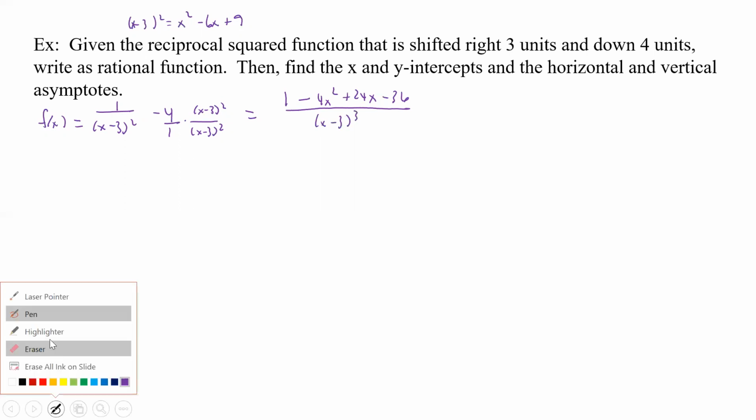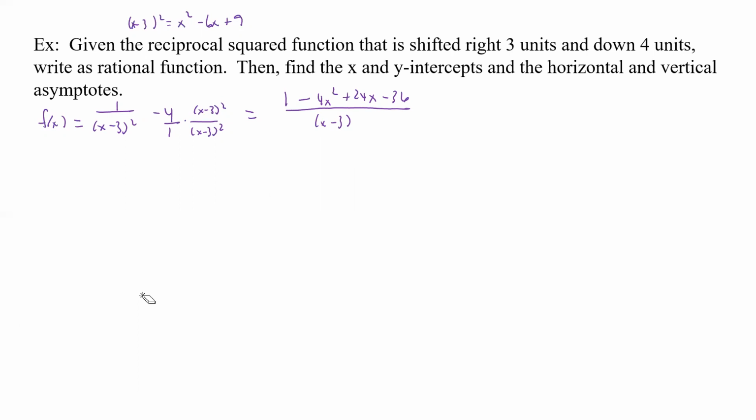Now simplifying this, we have 1 minus 36, so that's going to be minus 35. So we have negative 4x squared plus 24x minus 35, all over (x minus 3) squared. I think that's where we need to start, because now we've got some p of x over our q of x.